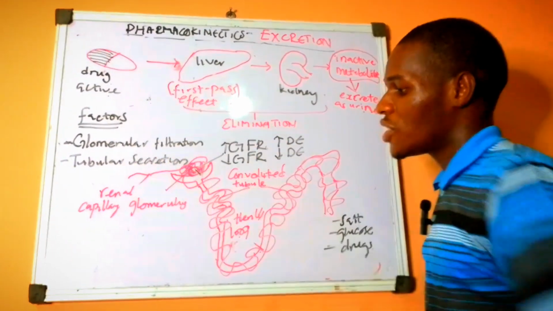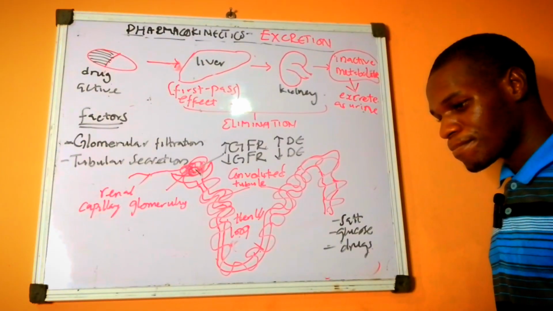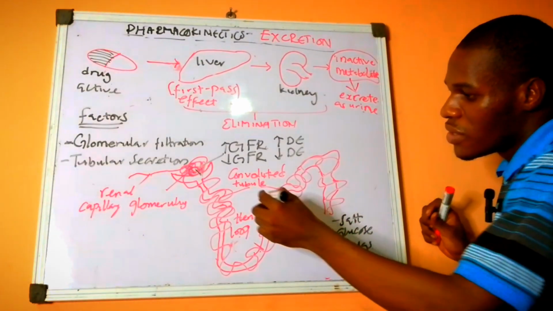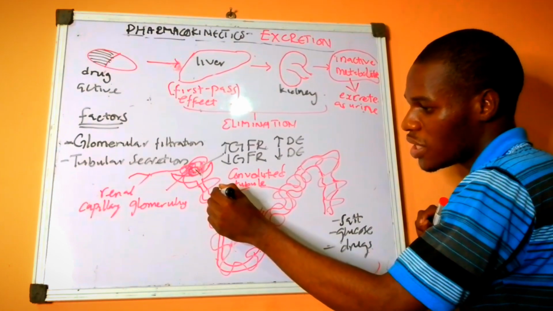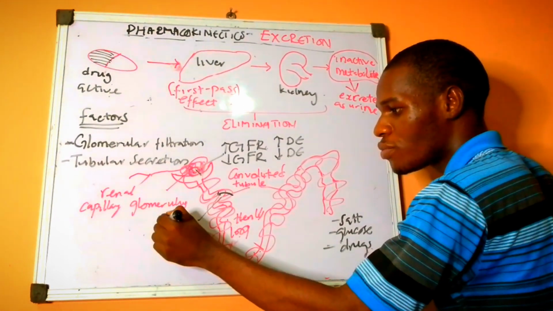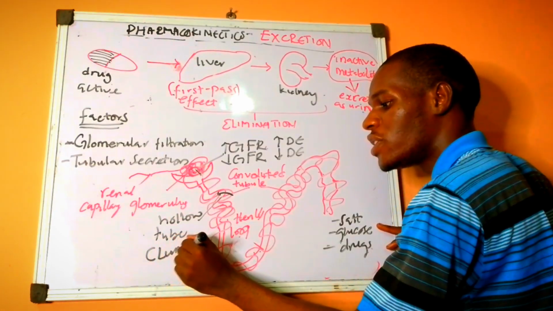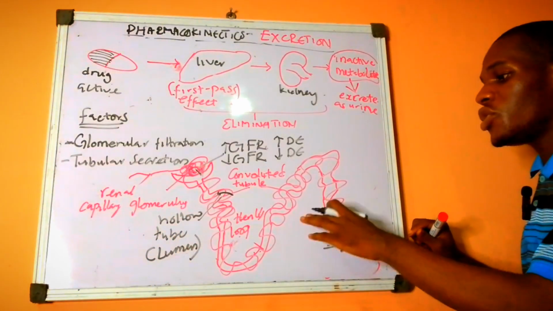We have tubular secretion. Tubular secretion in the sense that some drugs are secreted into the tubules, into the hollow tube or the lumen of the nephron or the kidney tubules.